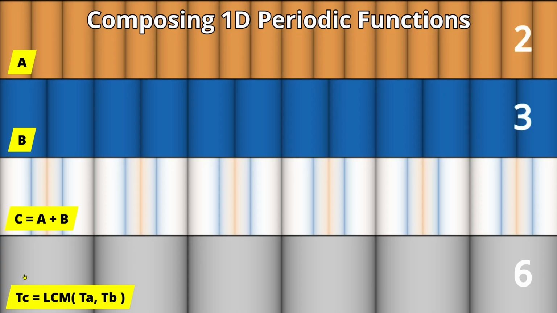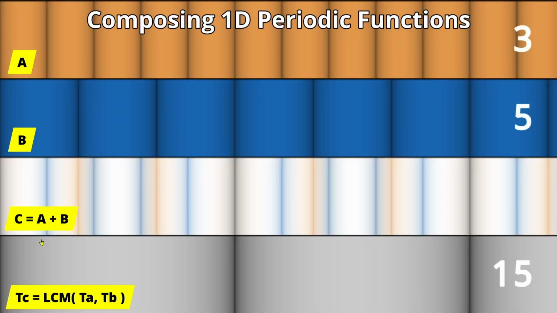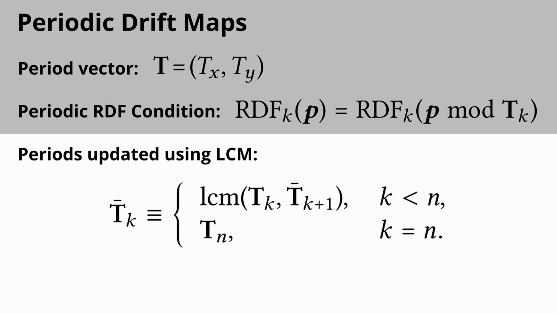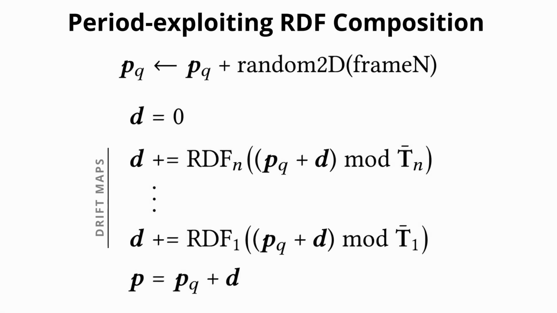And this naturally extends to 2 dimensions component-wise. Here it is for 2 other inputs with periods 3 and 5. The common period is 15. So we can do this iteratively at each step of the RDF evaluation process to only evaluate each RDF on the smallest domain in which it is periodic with all of the RDFs before it.